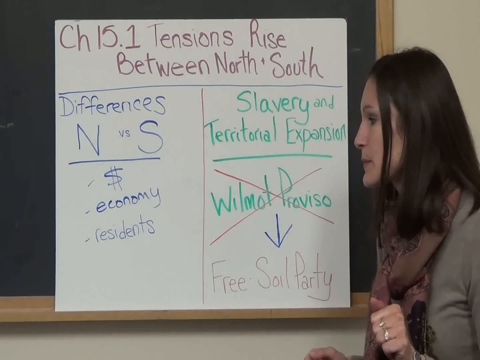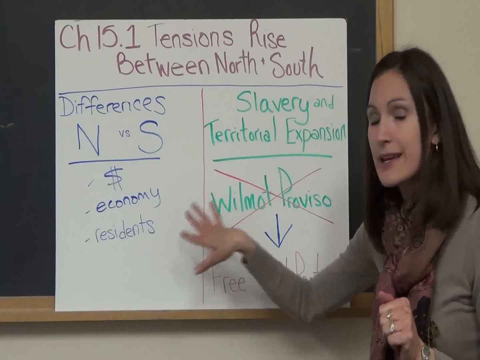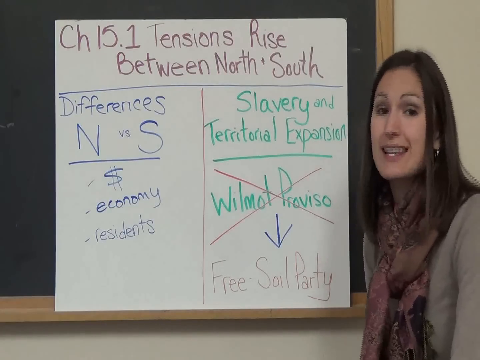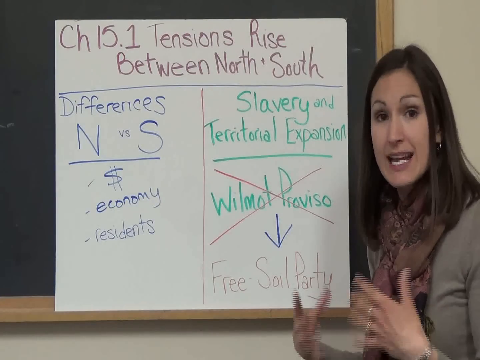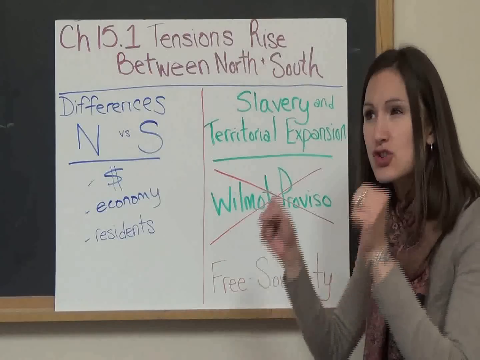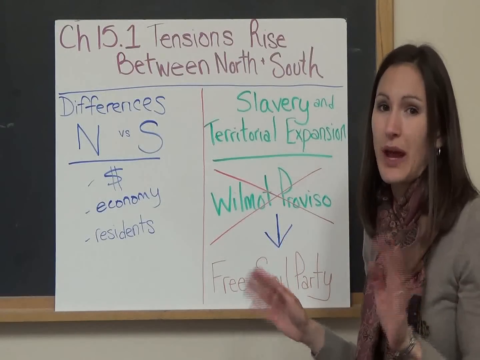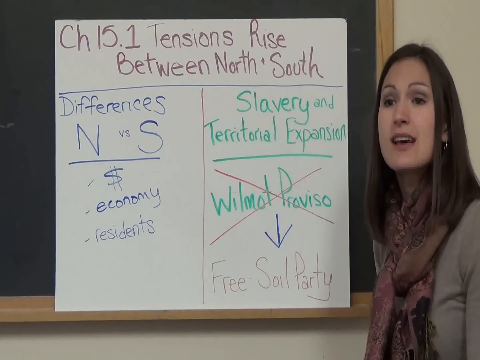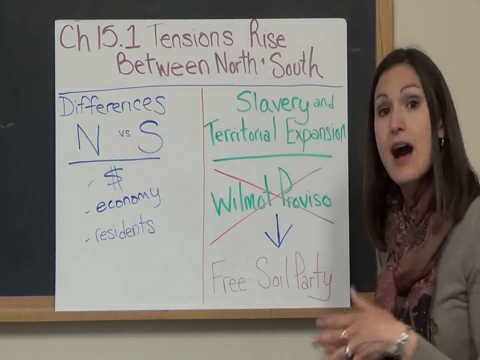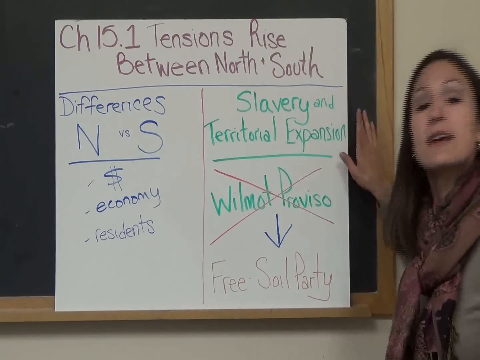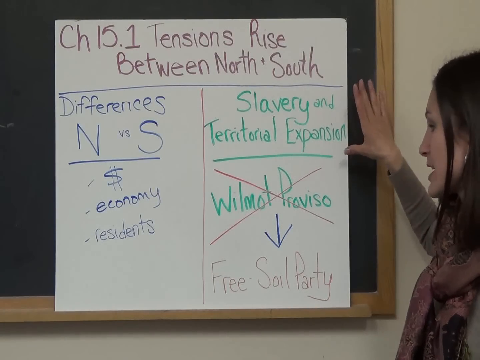And something else I want to point out, the people who lived in the South, only 15% of them actually owned slaves. So the plantation owners who lived there were extremely wealthy, yet there were few of them. Okay, but they made most of the decisions about what would happen in the South in their government. So that brings us to slavery and territorial expansion.